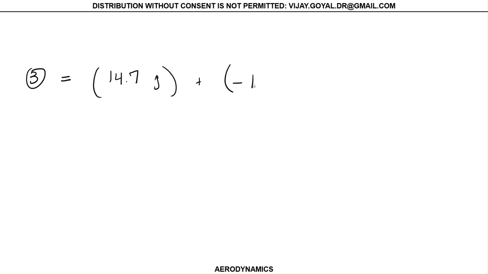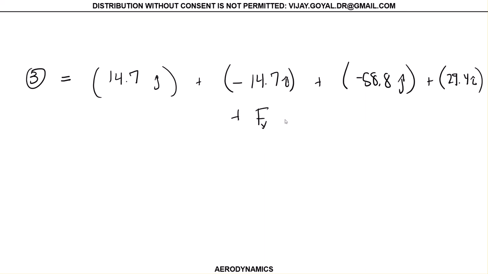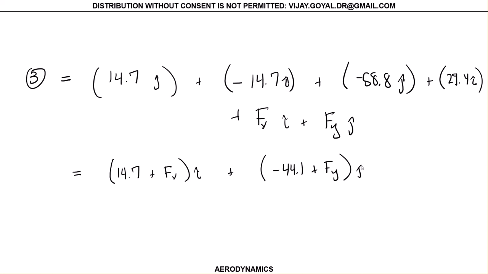plus minus 14.7 i plus minus 58.8 j plus 29.4 i plus Fx i plus Fy j. In other words, this whole thing is going to equal 14.7 plus Fx i plus minus 44.1 plus Fy. This is the j direction.